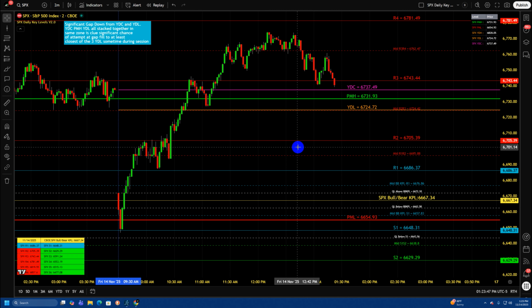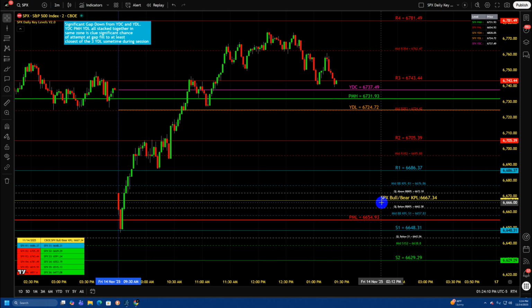Okay, so the way this indicator works is that it works on the TradingView platform, and it gives you the updated daily key levels at the first tick of the SPX open at 9:30 a.m. Eastern New York time each trading day that SPX is open. The most important of the key levels that the indicator gives you is the bull bear KPL level, which for today is 6673.4.